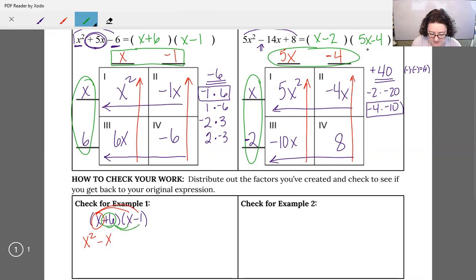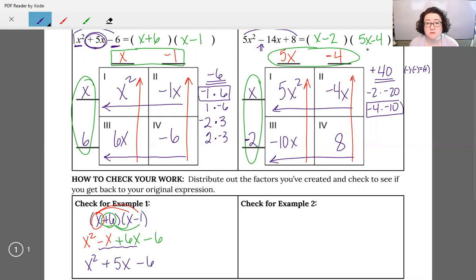So again, +6 times both of the terms in the second set of parentheses. That'll give us a +6 times x, or plus 6x. And then +6 times -1 is a -6. And so then I just need to combine my middle terms. Both of those have just a single x, so I can combine those, and I will have x squared plus 5x, because -1 plus 6, and then the -6 on the end. And that is exactly what we had in the original problem. So our factoring checks out.